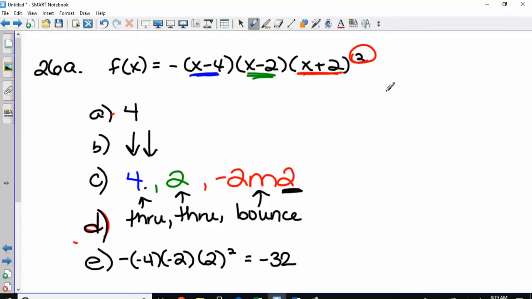I'm not having you find that stuff just for fun. I expect it all to be plotted on your graph. So if you don't actually put your y-intercept on your graph, you're going to lose points. I'm going to count by fives.